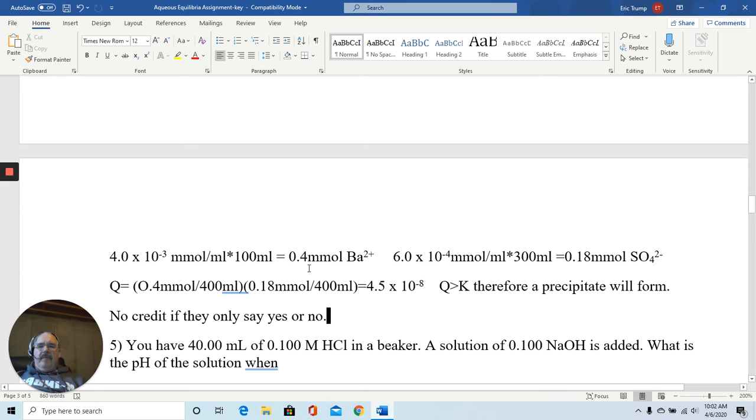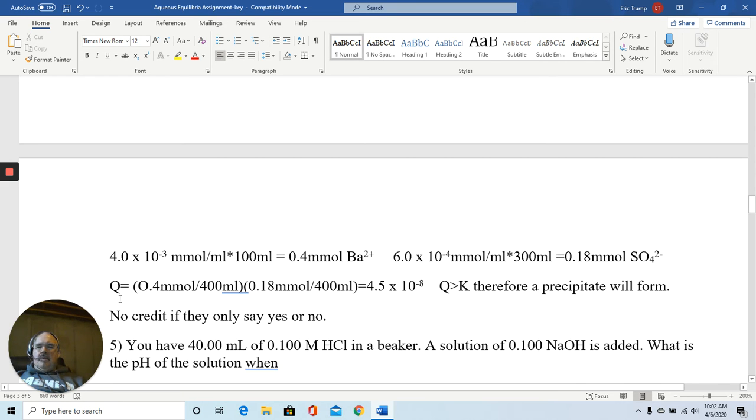So we've got 0.4 millimoles of barium, and then we've got 0.18 millimoles of sulfate. And to get the concentration, we divide by the total volume, which is 400 milliliters. Okay, 100 plus 300. We have to divide both of these amounts by that total volume.